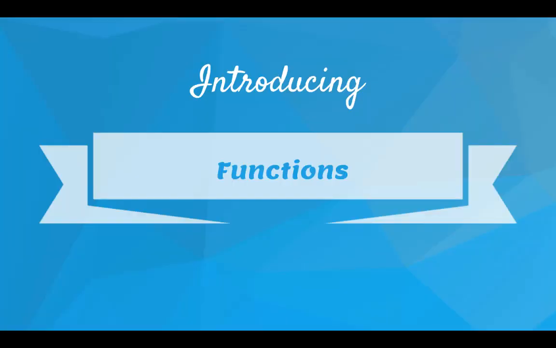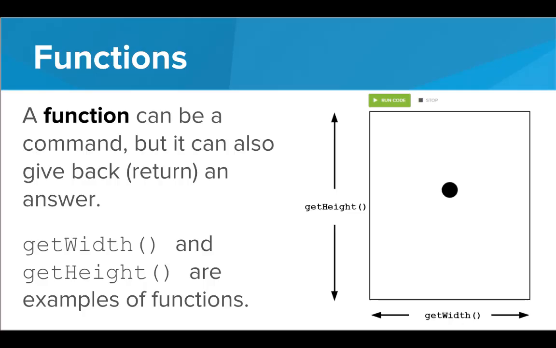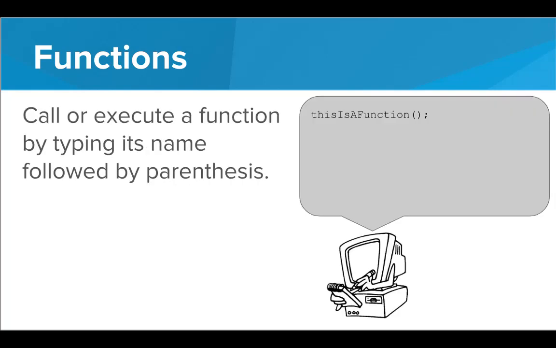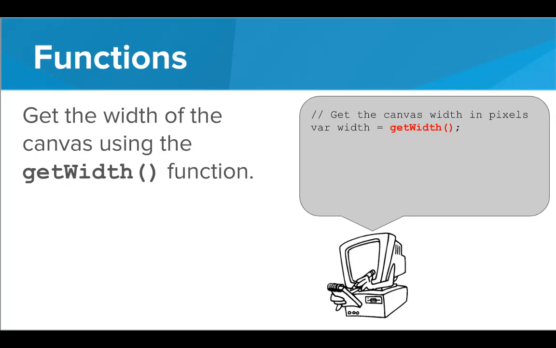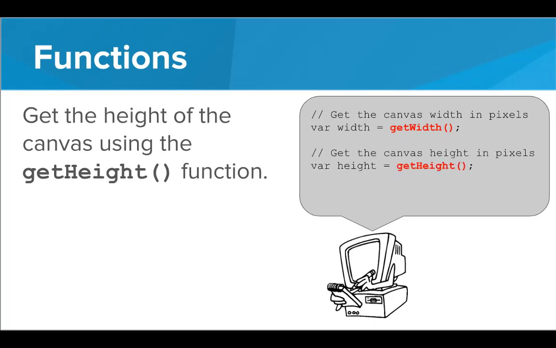Let's review functions. A function is like a command that also gives us back or returns a value to wherever we call or execute it in our code. You call or execute a function by typing its name followed by parentheses. We can get the width of the canvas in pixels using the getWidth function. And we can get the height of the canvas using the getHeight function.